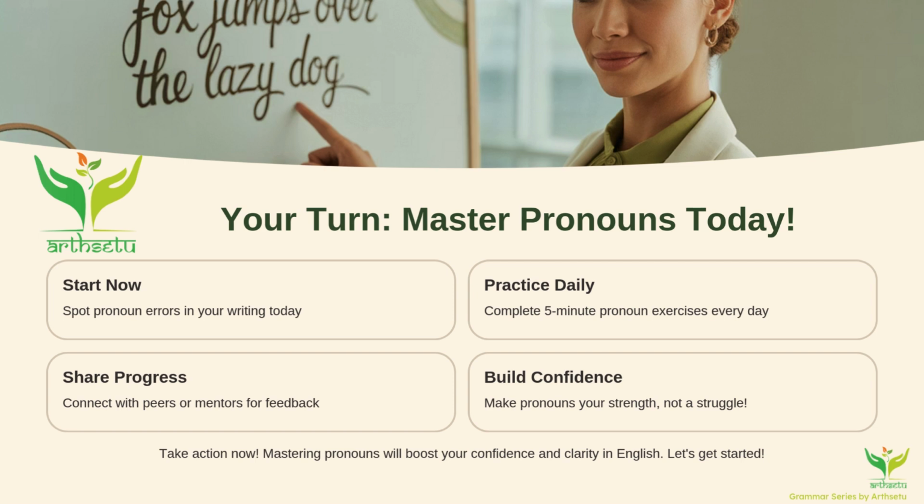Remember, good grammar isn't about memorizing rules. It's about communicating clearly and confidently. So let's master pronouns together.